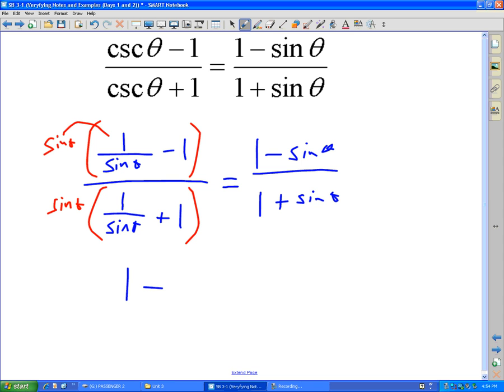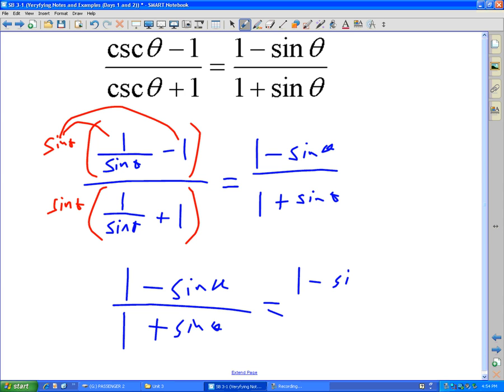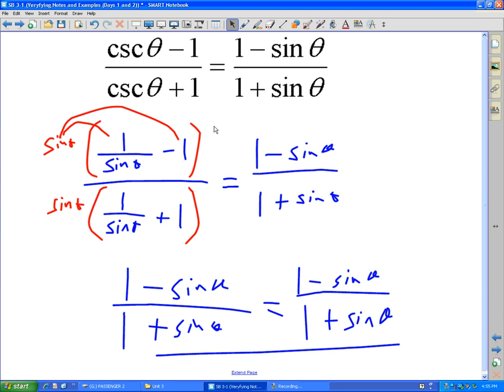And sine times 1, well, that's just sine. And then on the bottom, same idea. Sine times 1 over sine, 1. Sine times 1, sine. And what do you guys think? Think we're done? I think we're done. Very nice. The trick there was just to use the reciprocal functions and not get caught up in the conjugates.